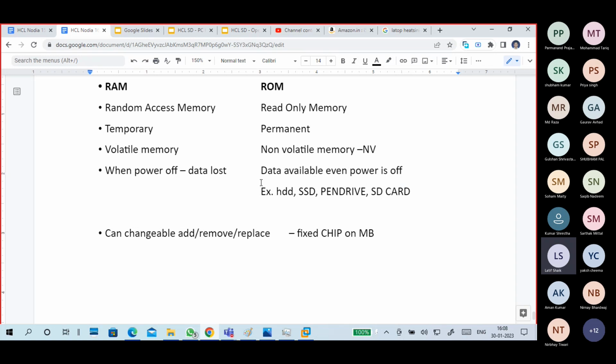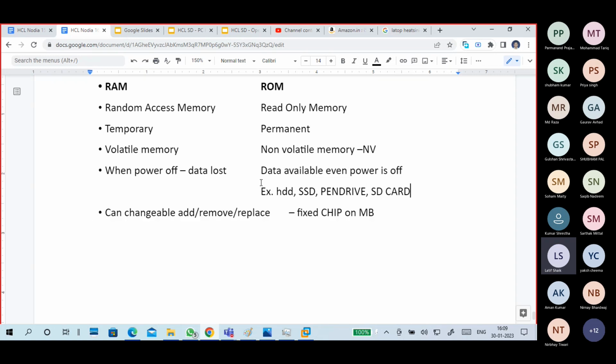Examples of non-volatile memory: ROM is one, but also hard disks, SSDs, pen drives, and SD cards. Even when the power is off, the data remains inside. RAM is changeable. You can add a RAM, you can disconnect a RAM, we can change the RAM. But ROM is a fixed chip on a motherboard.